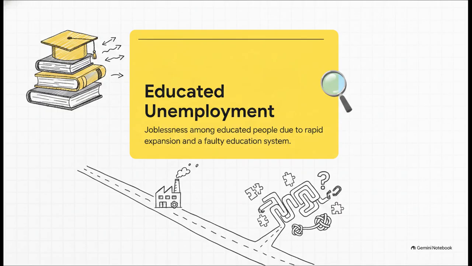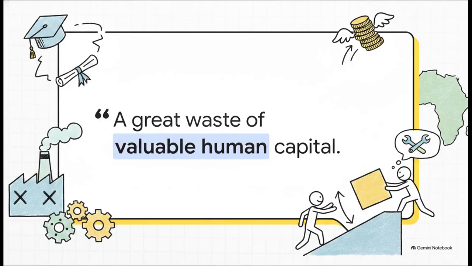It is exactly what it sounds like: joblessness, specifically among matriculants and higher educated people. Our source attributes this to a really rapid expansion of educational facilities, paired with a faulty, highly traditional education system. A system that puts way too much emphasis on general education rather than practical, vocational training. So, you end up with an education that is completely disconnected from the actual jobs available. The source material actually hits the nail on the head here, calling it a massive waste of scarce human capital resources. And it really is a tragic irony.